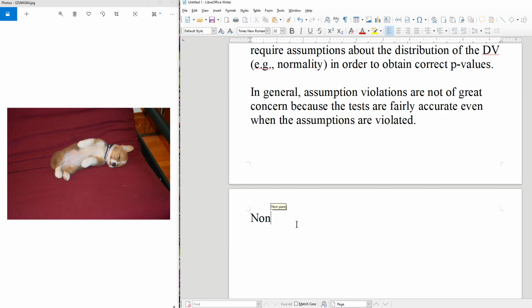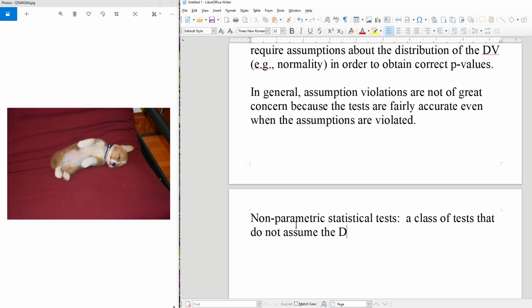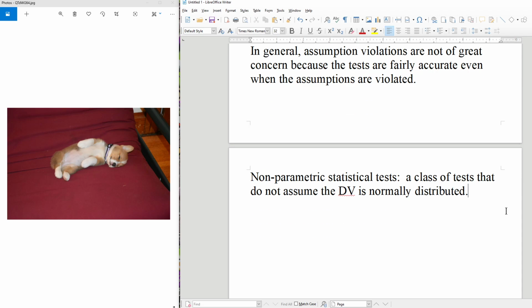These are called non-parametric statistical tests. This is a class of tests that do not assume the DV is normally distributed. In other words, they have less restrictive assumptions than the parametric statistical tests that we've been running.